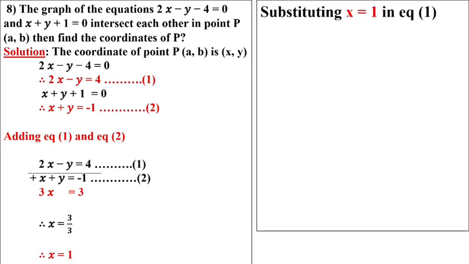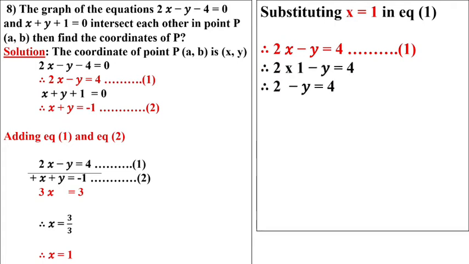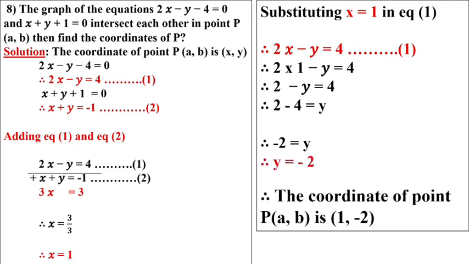Substituting the value of x in equation 1. What is equation 1? We have 2x - y = 4. So 2 multiplied by 1 minus y equals 4. 2 ones are 2, minus y equals 4. Now minus y will go to the right side and become plus y, and 4 will come to the left side and become minus 4. So 2 minus 4 equals y. Therefore, y = -2. Students, here the coordinates of point P are (a, b), and our a is x, and the x value we got is 1, and b is y, and the y value we got is minus 2.